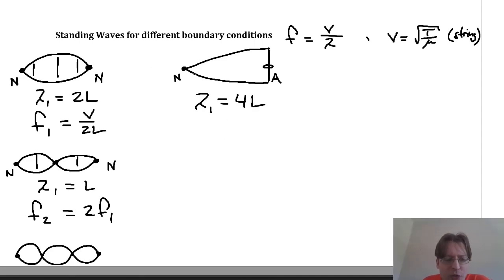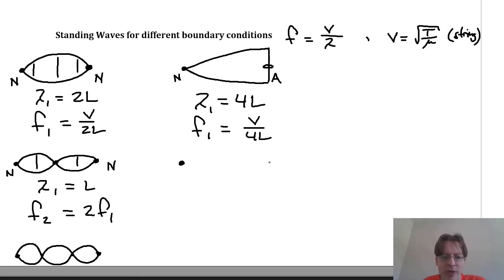So if you arrange the string to vibrate with an antinode at that side, it will have twice the wavelength compared to the node-node situation. Twice the wavelength means it'll have half the frequency. In other words, F1 in this case will be V over 4L. It will resonate at a lower pitch just by changing the boundary condition. And I'll show you some examples of that soon. Let's first work out the other resonances.